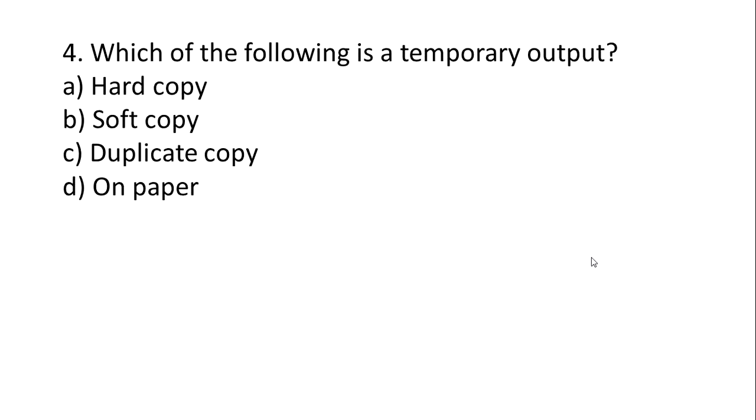Next question is, which of the following is a temporary output? Option A hard copy, option B soft copy, option C duplicate copy, and option D on paper. I am repeating the question. Which of the following is a temporary output? Option A hard copy, option B soft copy, option C duplicate copy, and option D on paper.